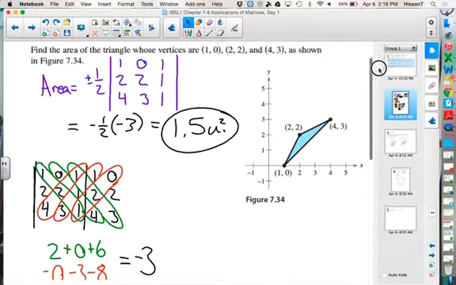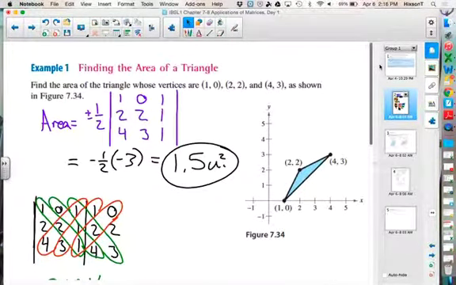Alright, any questions on the formula itself or finding the determinants here? Anything? Alright.